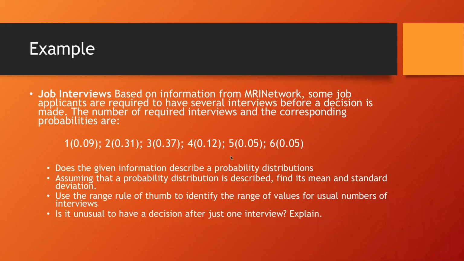So does the information describe a probability distribution? We have to check the assumptions. Are the random variables numerical? Yes: 1 interview, 2 interviews, 3 interviews, 4 interviews. Yep, they're numerical. Do all the probability values sum to 1? Yes. I think in this case it sums to 0.999, but that's very close to 1, so we'd say yes. Do they all lie between 0 and 1 inclusively? Yeah, they all do. All right, so assuming that a probability distribution is described, find its mean and standard deviation.